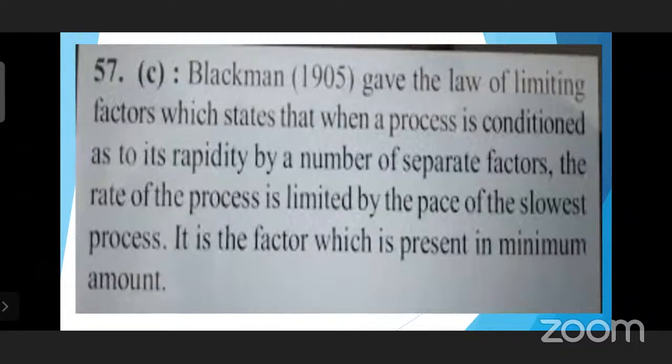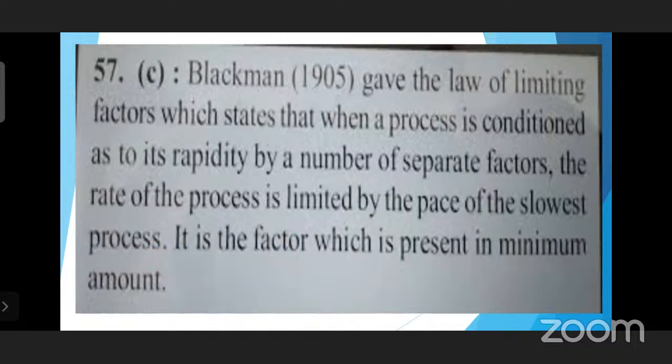And we have here Blackman's law of limiting factor. Blackman's law of limiting factor says that when a process is conditioned as to its rapidity, meaning very fast, quick, by a number of separate factors, and here we are talking about photosynthesis, the internal and external factors, the rate of the process is limited by the pace of the slowest process. It is the factor which is present in the minimum amount.